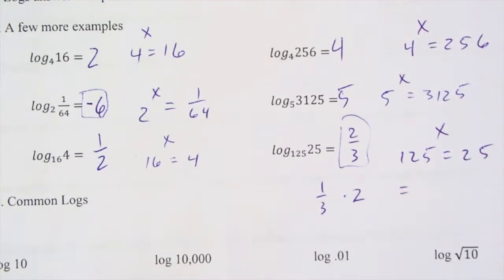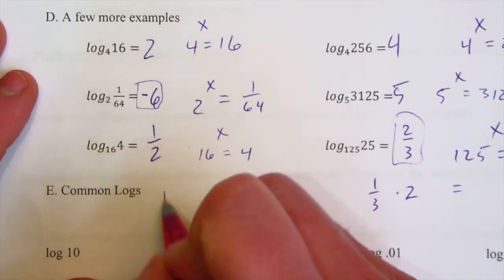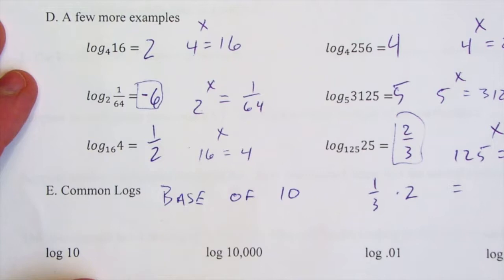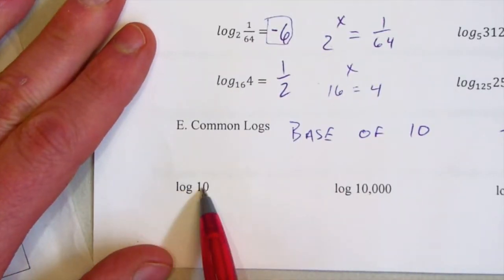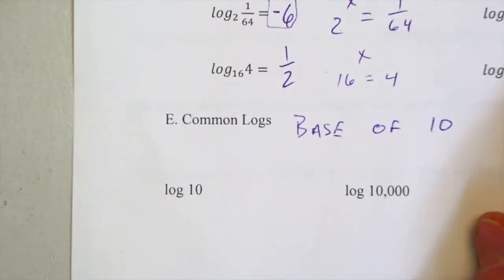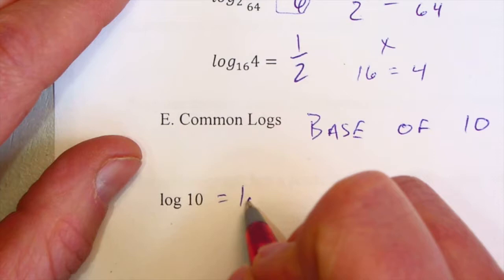All right, the last topic that we're going to talk about today is common logs. The common log is a log with a base of 10. The thing about the common log is you usually don't write the base down. So if I see log with no base written, you're just going to assume that it's a 10. Another way I could rewrite this is as log base 10 of 10.